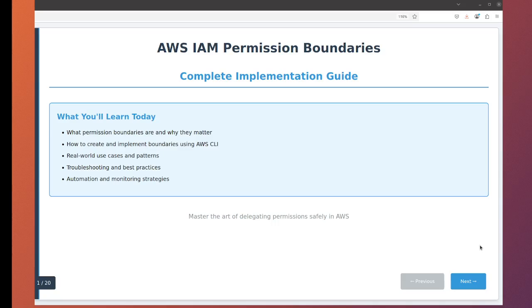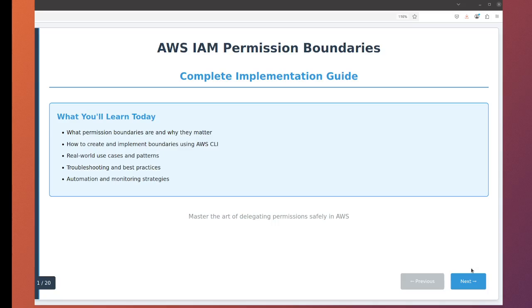Think of permission boundaries as a safety net. They ensure users and roles can never exceed certain permissions, no matter what policies are attached to them. This presentation will take you from the basics to advanced implementation. We'll include real AWS CLI commands and practical examples you can use in your environment. We'll cover why you need them, how they work, and most importantly, how to implement them step by step.